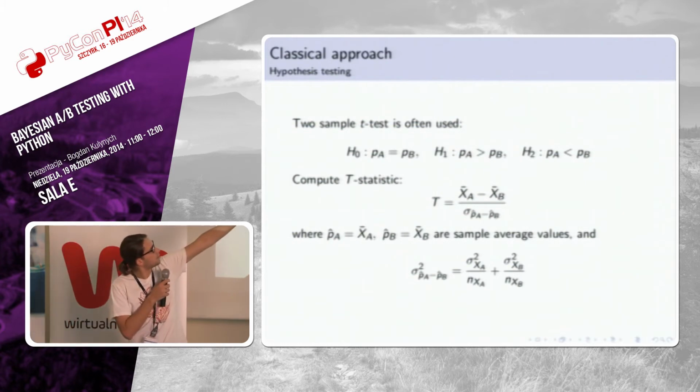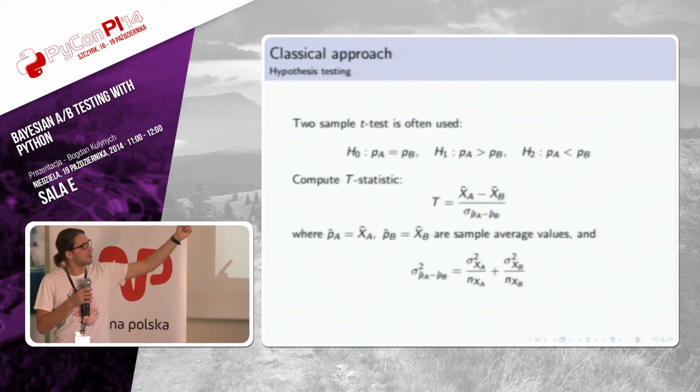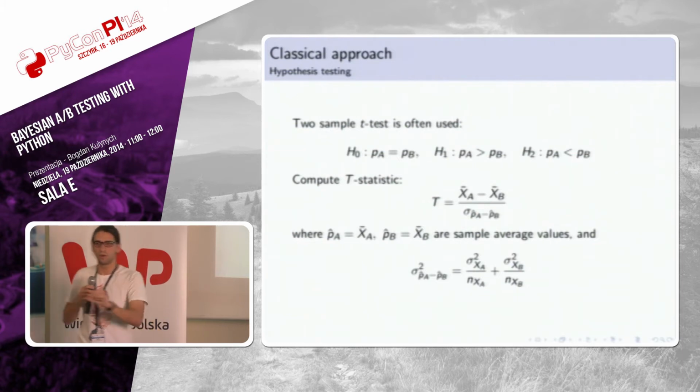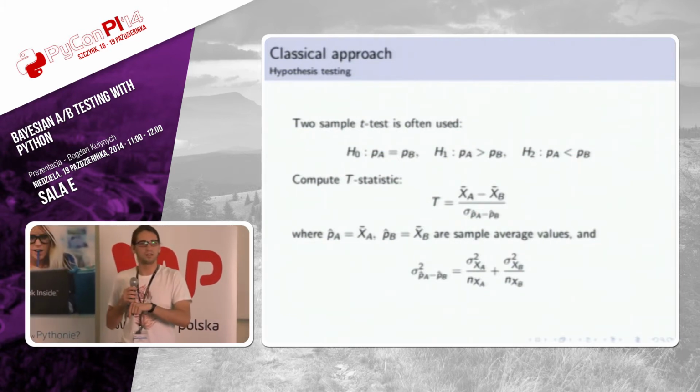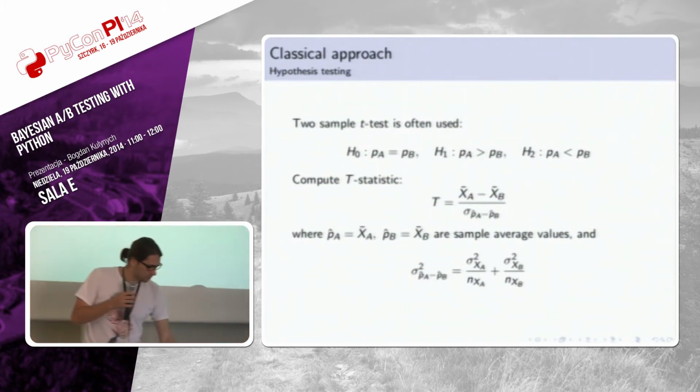Because you see this x with a bar, these are sample averages. And since every x is a random variable, the sample average is also a random variable, because the sample average is a sum of all data divided by the number of them, okay? So it's random, and it should approach a normal distribution.